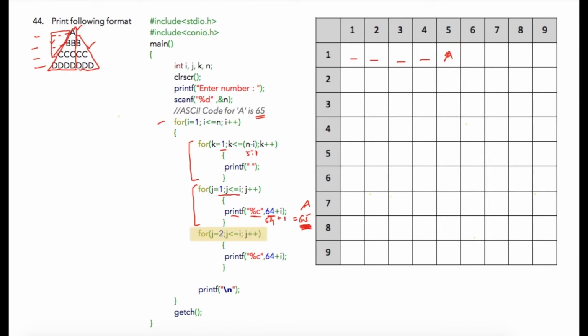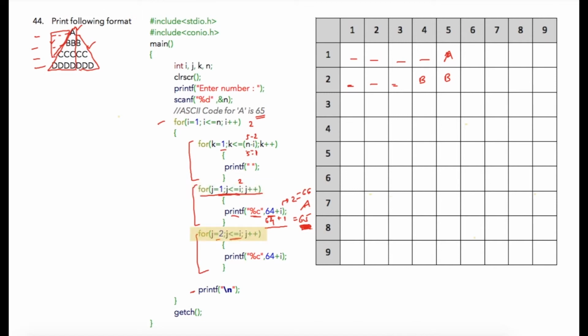Now in the second loop, because we have initialized j with 2, this condition will be false because 2 cannot be less than or equal to 1 as I is equal to 1. So this part will be skipped, and because of this printf, the cursor will move on to the next line, and in the next iteration I will be 2. So the loop for k will execute for 5 minus 2 times, that is 3 times. So 3 spaces will be printed, and in the next loop, because I is 2, this loop will be executed twice, and inside of this loop, because I is equal to 2, 64 plus 2 will be equal to 66, and the character value for 66 in the ASCII table is capital B. So capital B will be printed twice, and then this loop will get completed.